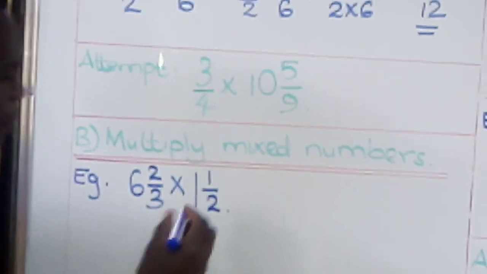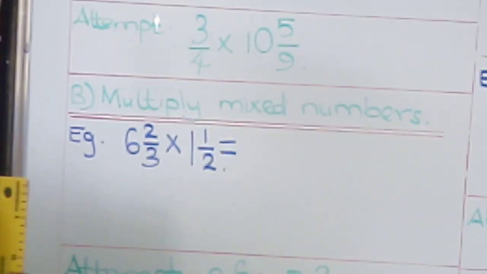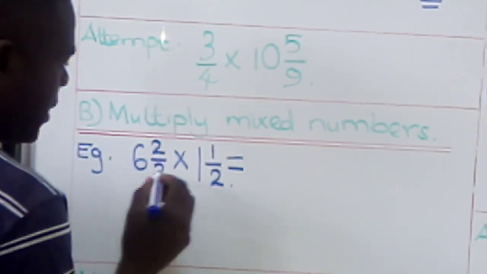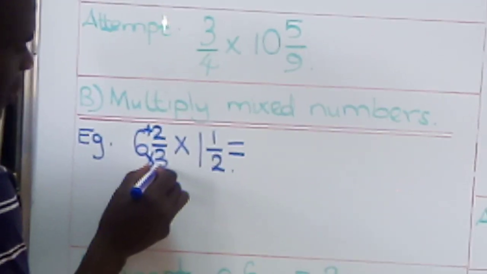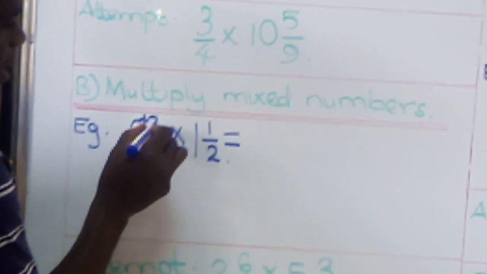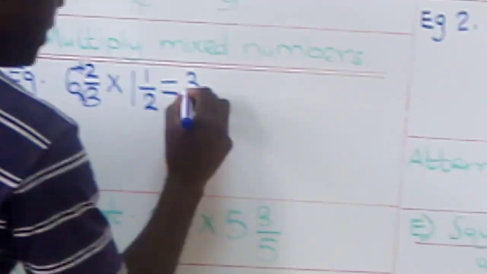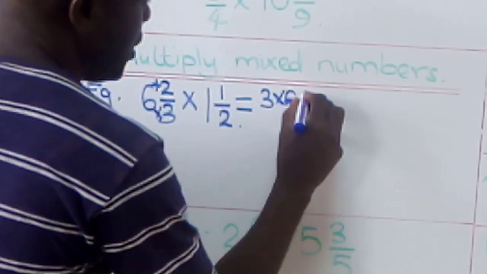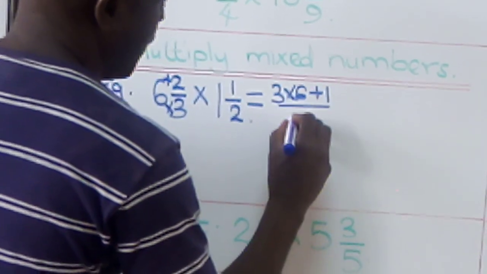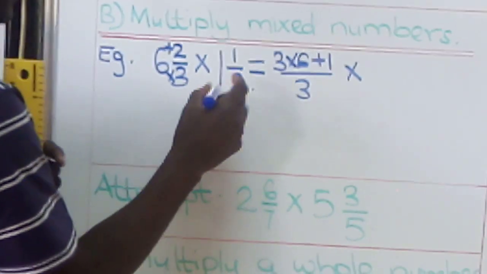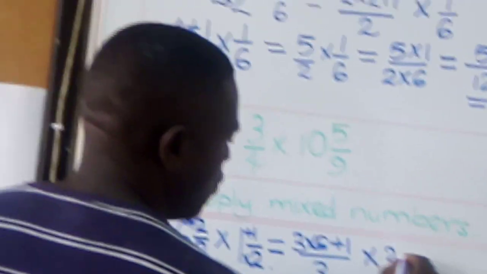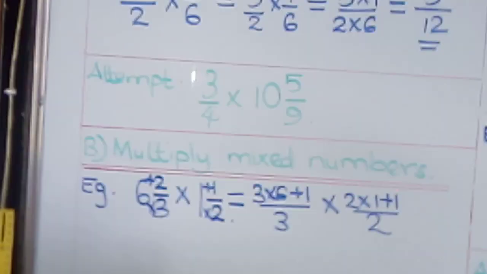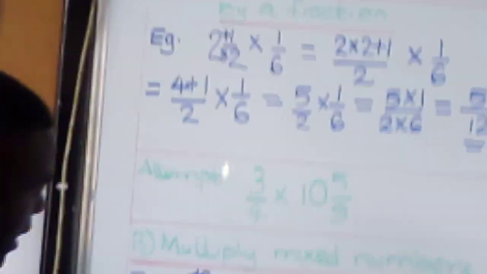And so our first step is to express the mixed numbers as improper fractions. Again, we multiply the denominator by the whole number plus the numerator. So here the denominator is 3 multiplied by the whole number, which is 6, plus the numerator, which is 1, all over 3. Then multiply again. We do the same to this other mixed number. We multiply the denominator 2 times the whole number 1 plus the numerator 1, all over 2. And so we bring all this here.